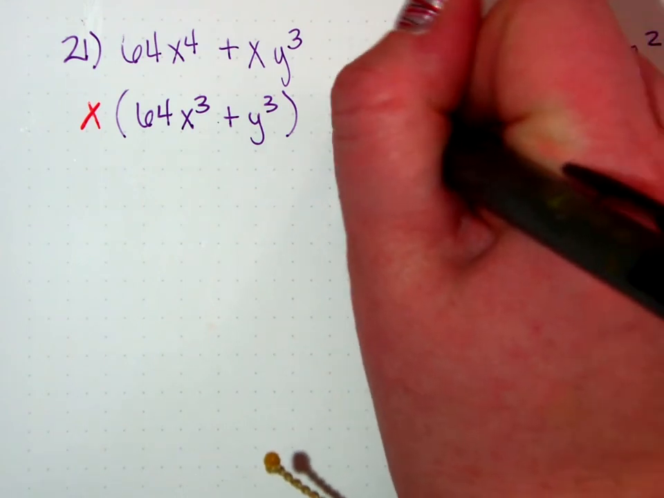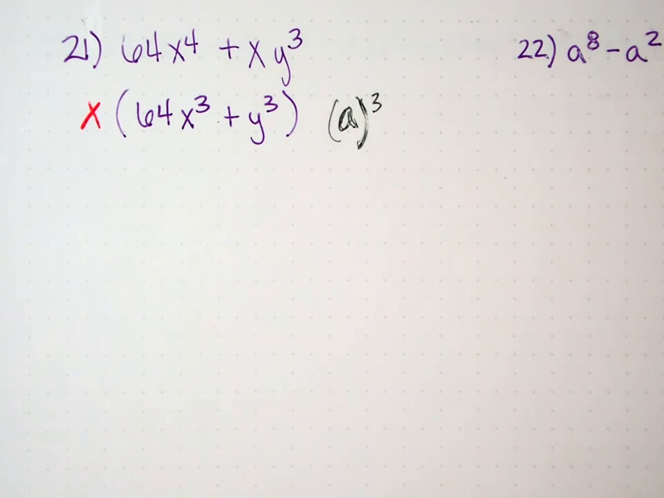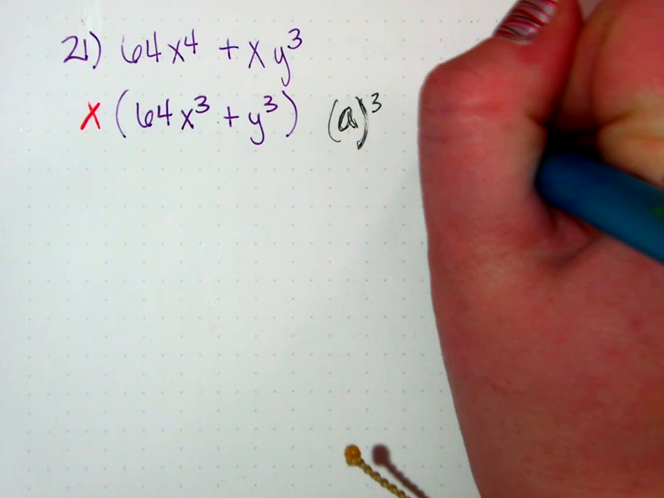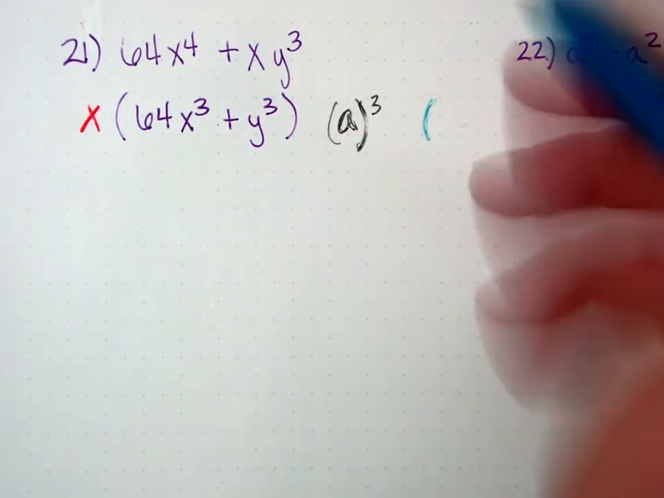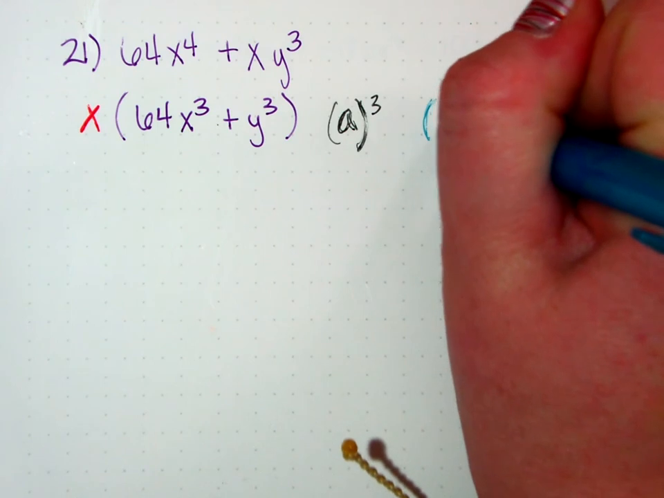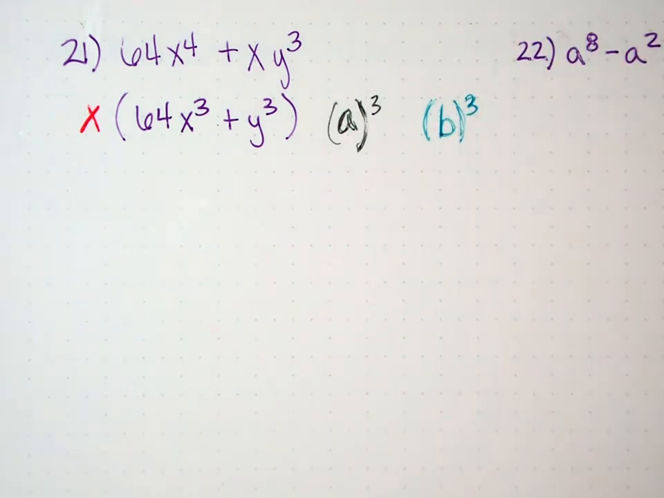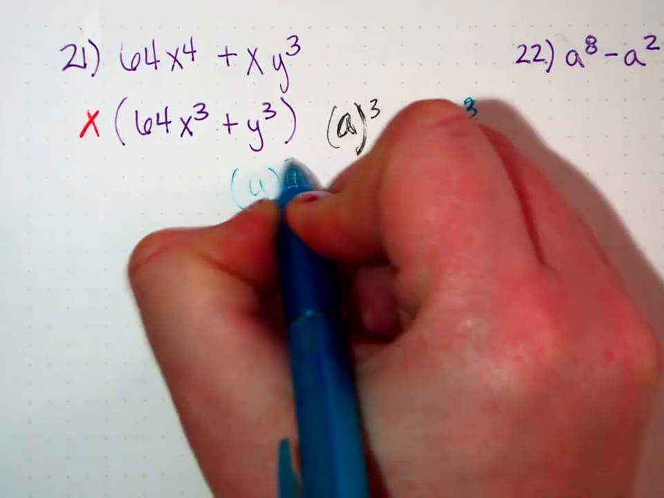A cubed, and then B cubed. So what cubed gets you the 64? So really what you're looking at is you want to break it down into this. And then that plus sign in the middle just doesn't change. So what cubed gets you 64x cubed, and what cubed gets you y cubed? So this first part would be y cubed.